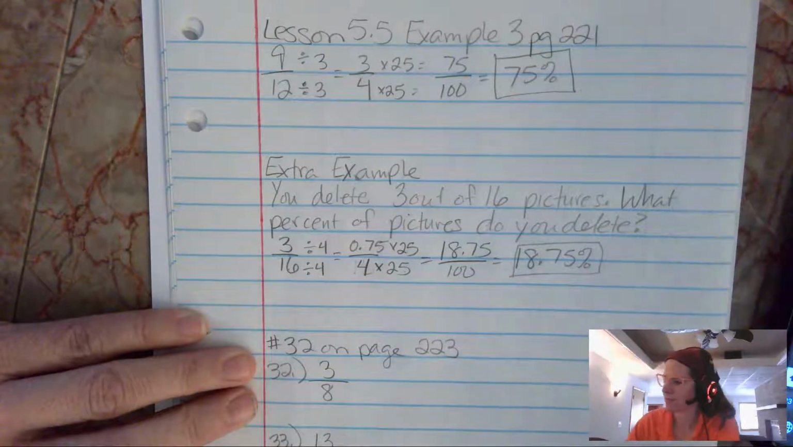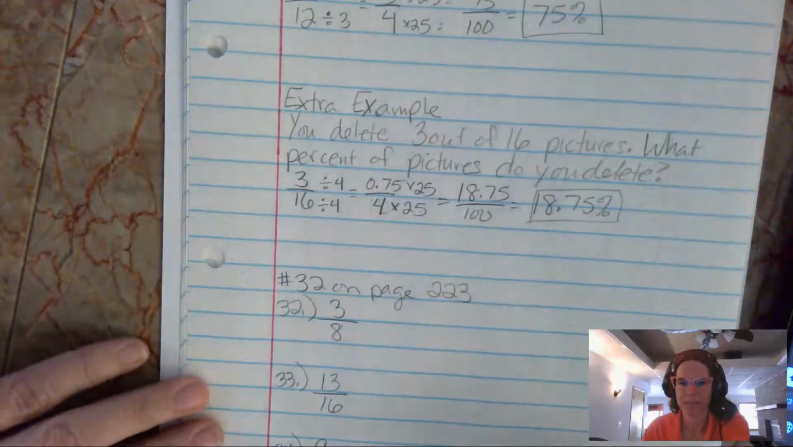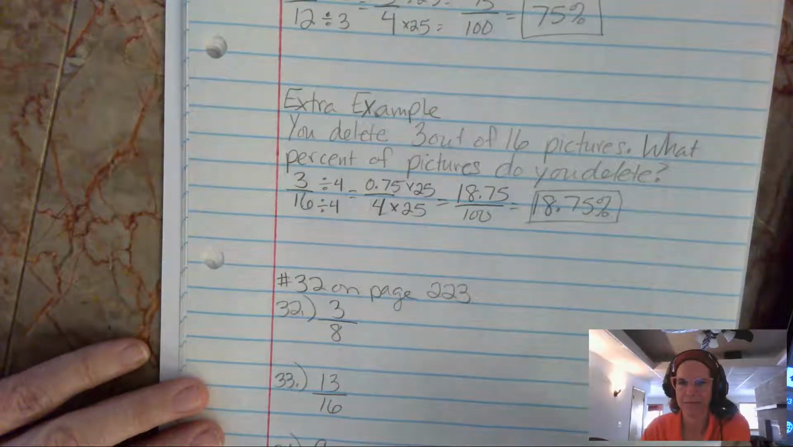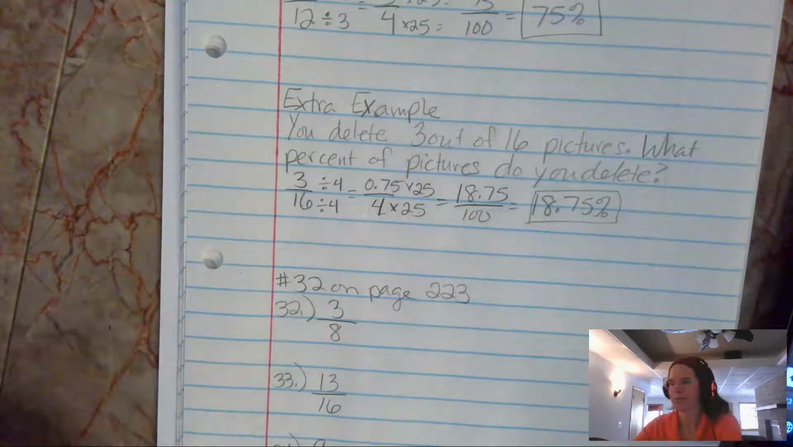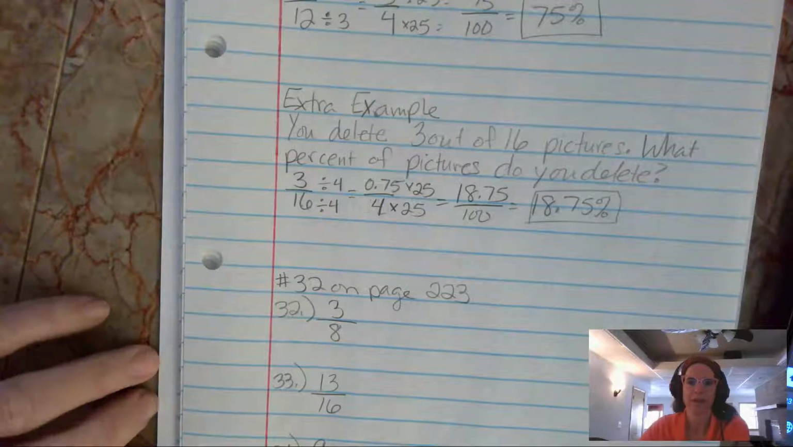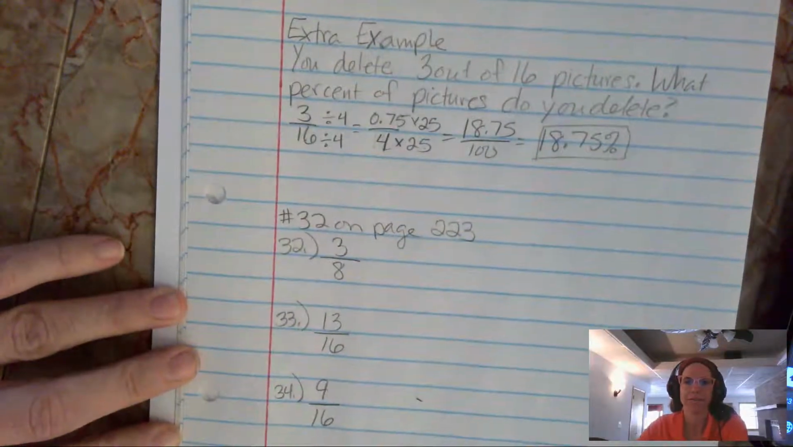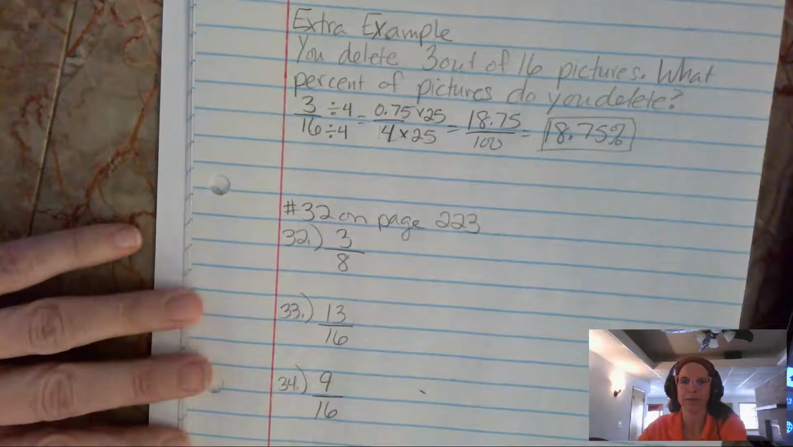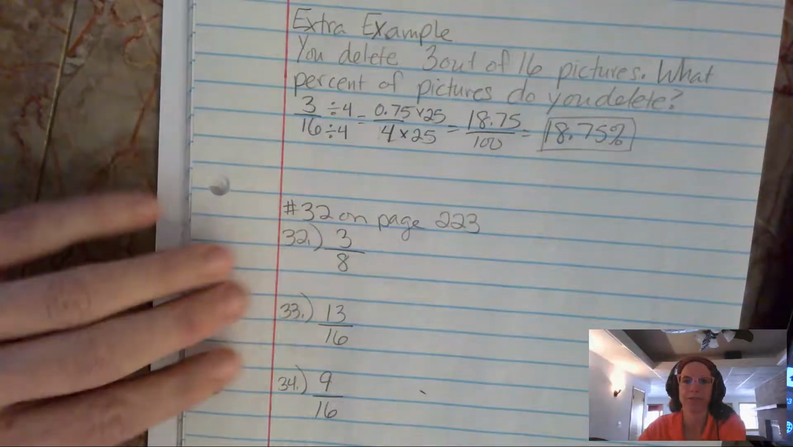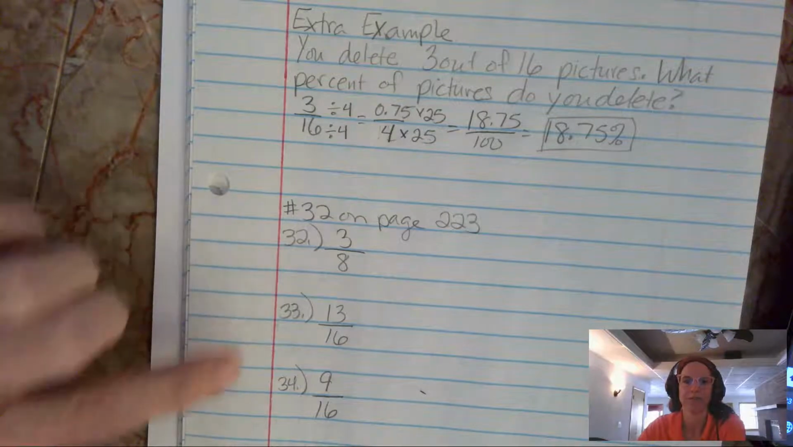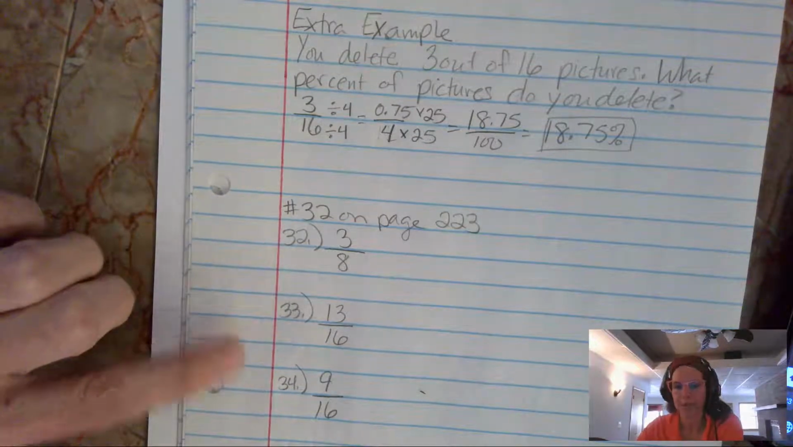Okay. Cool? We're good with that? Now I want to do a couple more examples. I want you to do them with me. And these are right out of your book. They're on page 30 or 223. This is example 32, 33, 34.